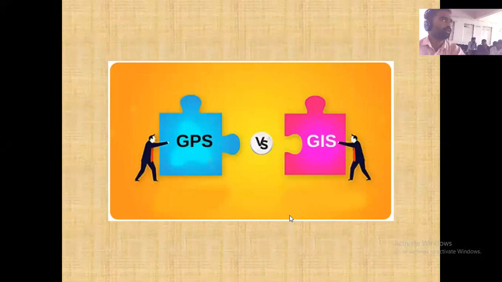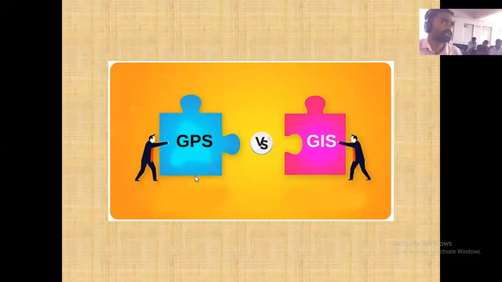Now coming to the point, what is the difference between GIS and GPS? What will GIS give and what will GPS give? GIS will give the Earth information, geographical information, correct? And what will GPS give? It will give the exact location of a particular person.